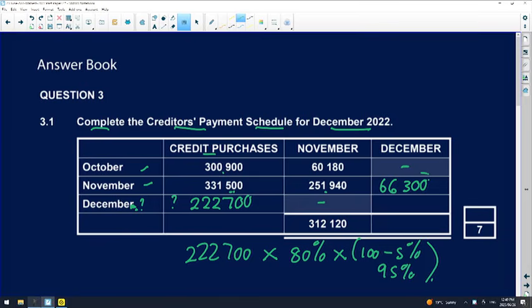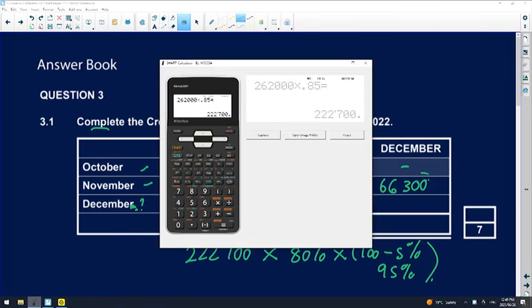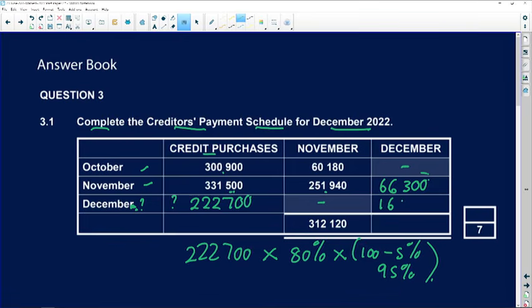Okay, so let's put that on our calculator. There's the amount there, times 80% times 95%, and that gives me an amount of 169,252. As you can see, I've shown a bit of calculation, and I recommend you do the same. Somewhere on your answer booklet, maybe at the bottom of the page, just show your calculation.